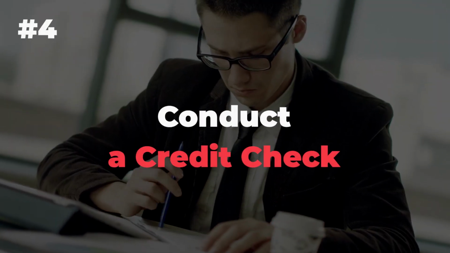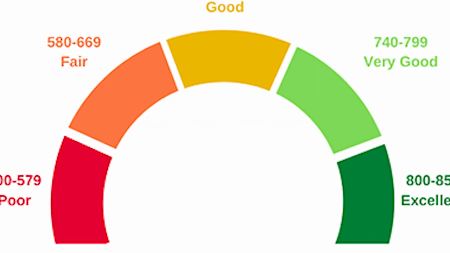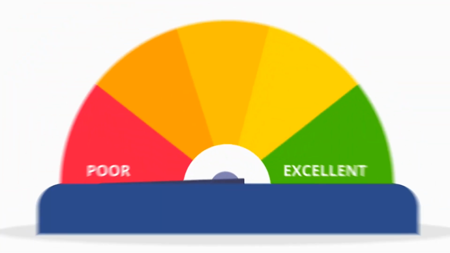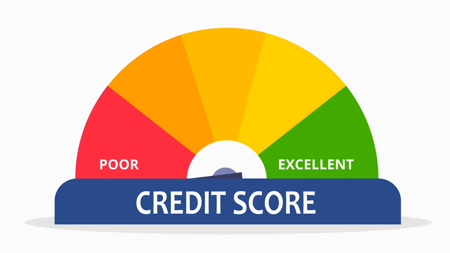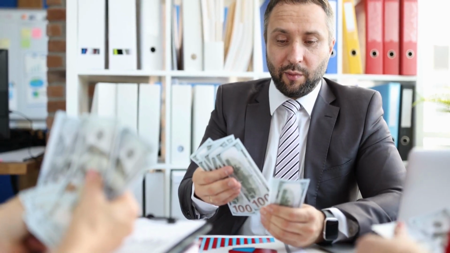Number 4. Conduct a credit check. You may not have realized it, but your potential tenant's credit score could be the difference between a great rental and a nightmare scenario. A credit check can provide information about a potential tenant's credit history and credit score, which can be useful in determining whether they are likely to be able to make rent payments on time.